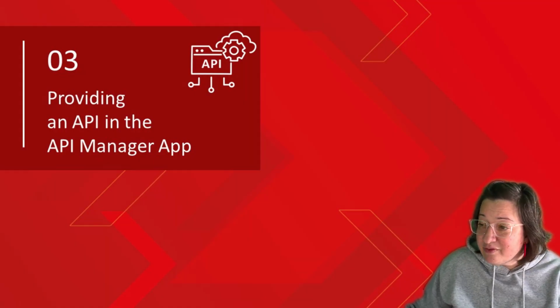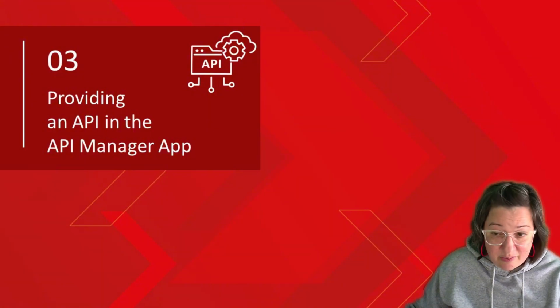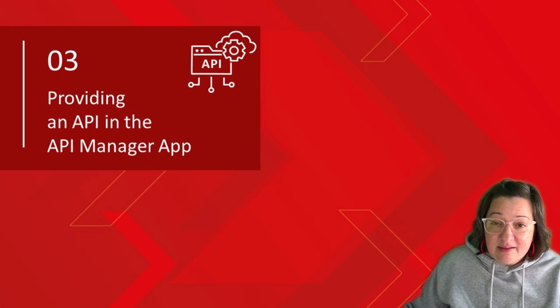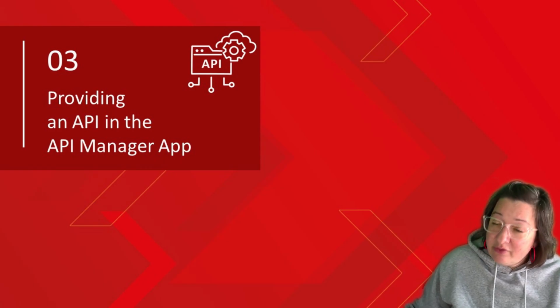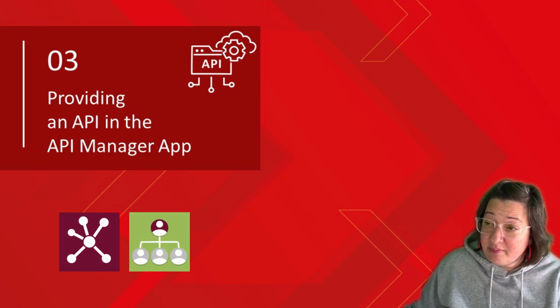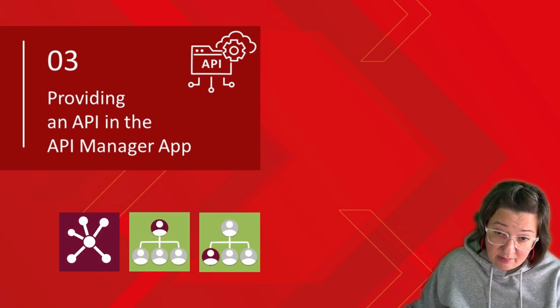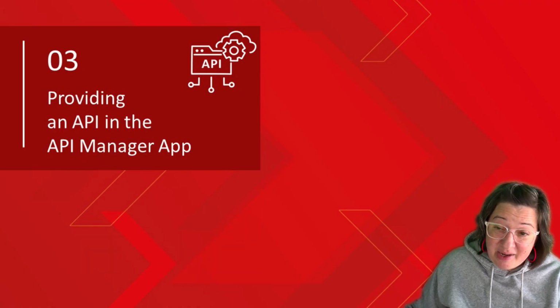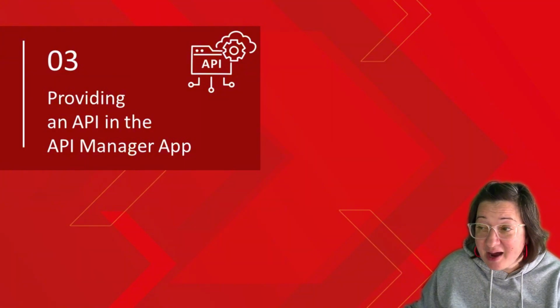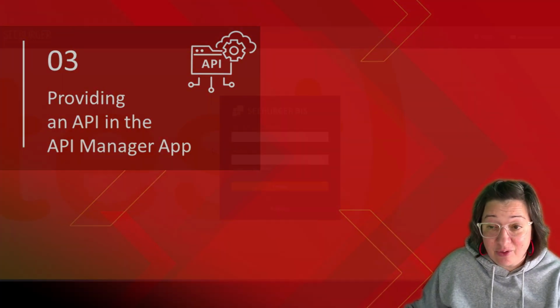In the next step, we will switch to the API Manager, where the publisher provides an API that can later be assigned to the consumer. This step involves multiple roles: the API publisher, the corporate group admin, and the organization admin. Inside the API Manager app, the publisher takes responsibility for making APIs available in a secure and controlled way.